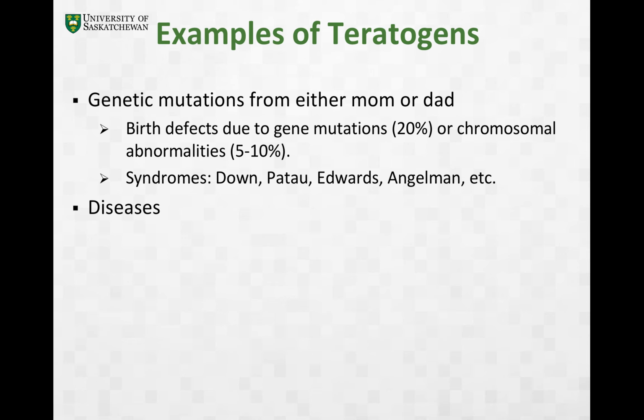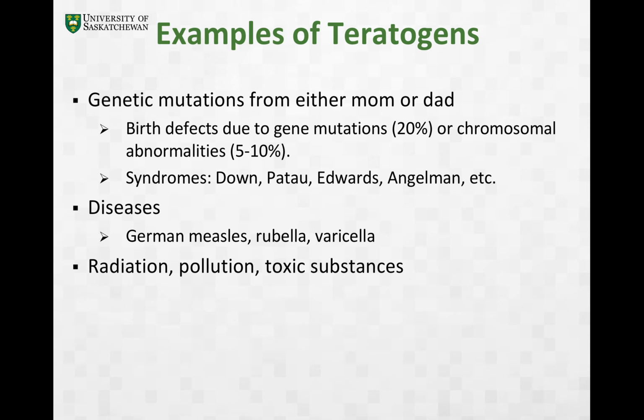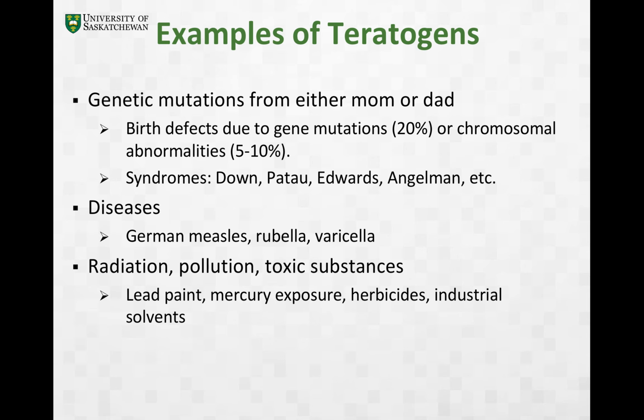We also know exposure to different diseases during this sensitive time period can be very detrimental to the development of the fetus. So things like German measles, rubella, varicella, things that we have normally are vaccinated against, but that are on the rise in many areas because of a lack of vaccination for many people. We know that things like radiation, pollution, and toxic substances are also very responsible for mutations. So things like lead paint, mercury exposure, herbicides, industrial solvents.